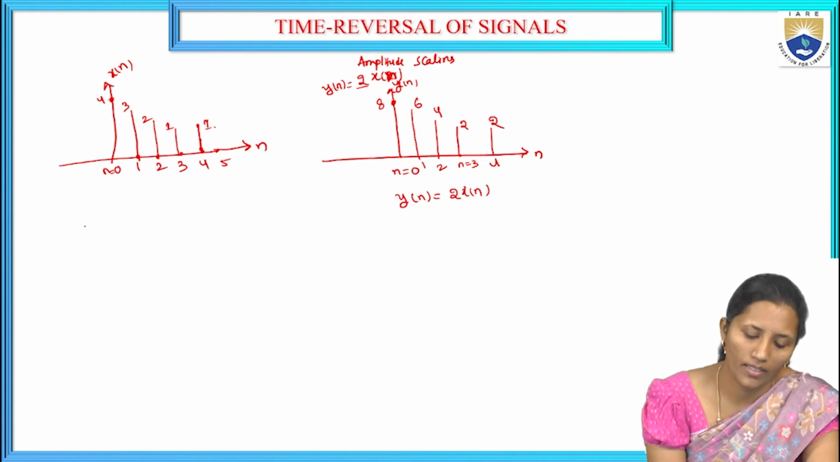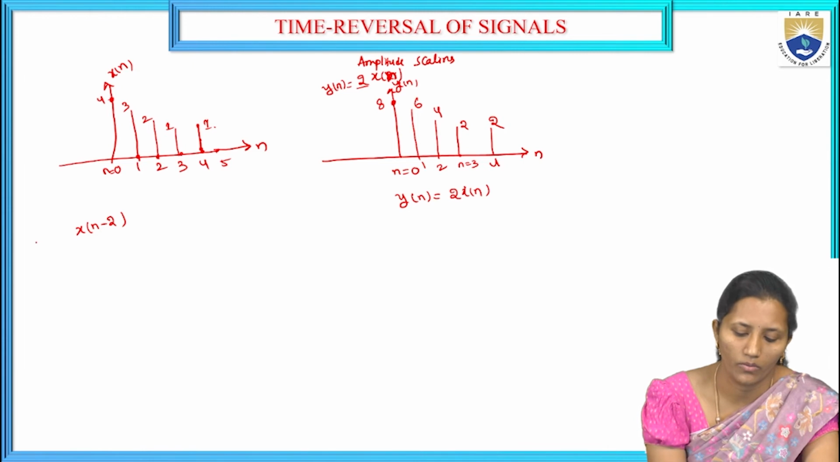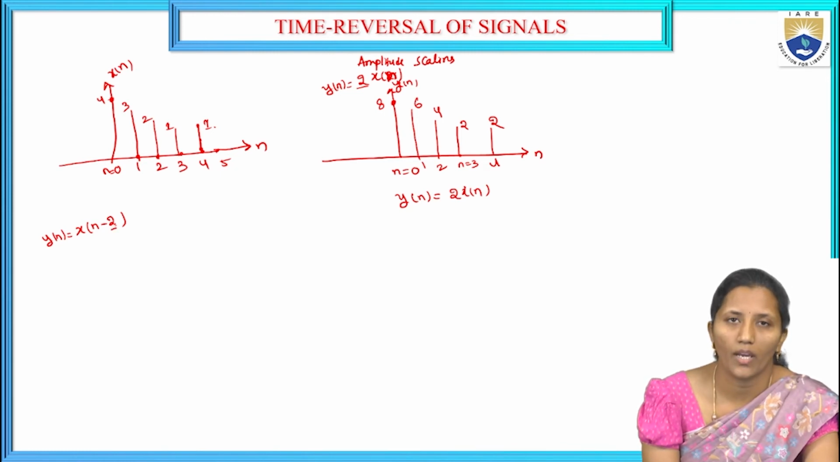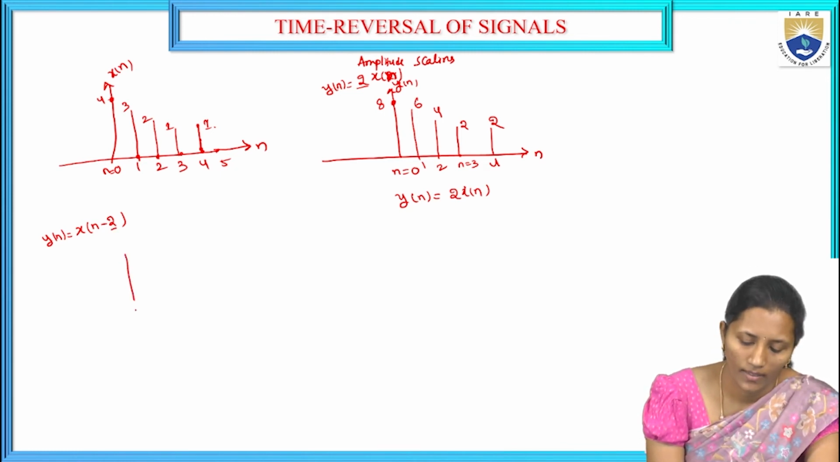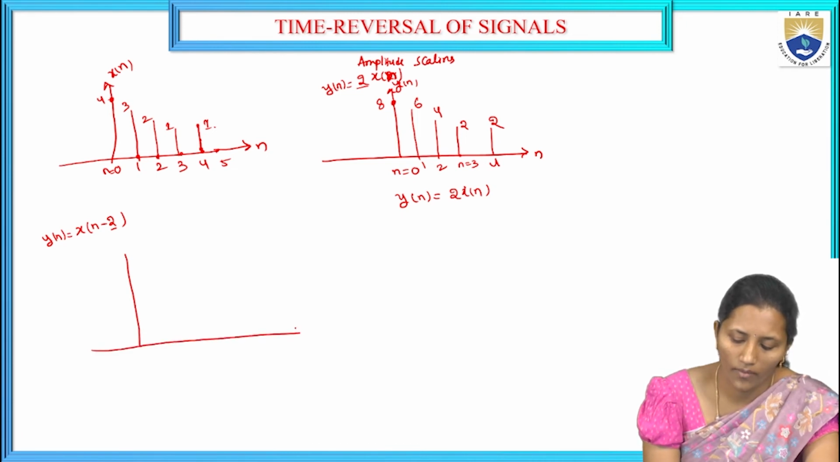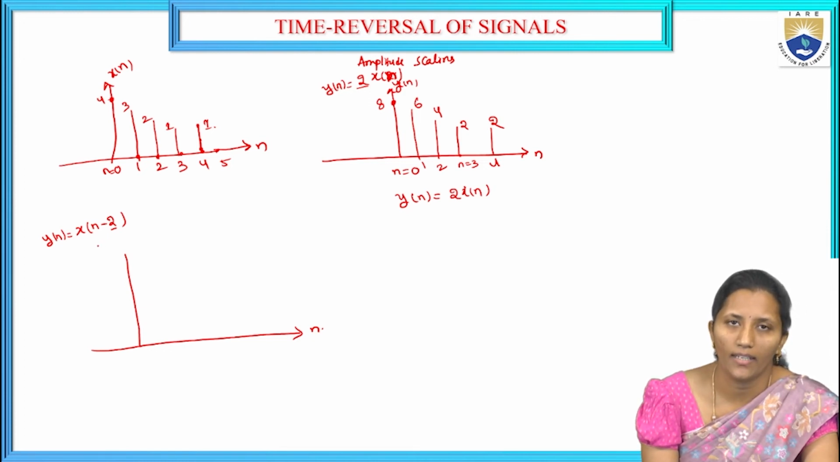For the time shifting operation, I want to do x of n minus 2. So, y of n is equal to x of n minus 2. Here, in x of n minus 2, 2 is a positive value. So, we are going to get the delayed version of the original signal. The original signal will be shifted to the right side by 2 units.